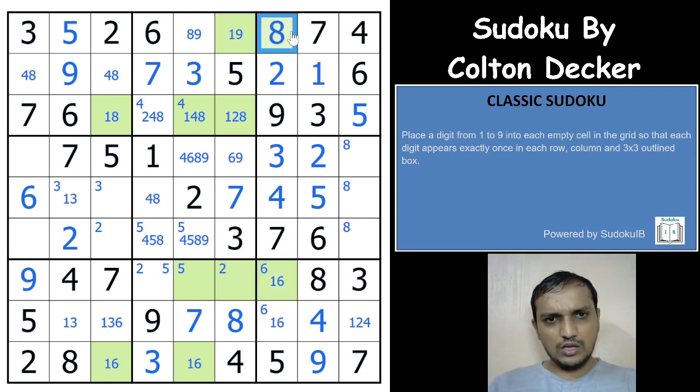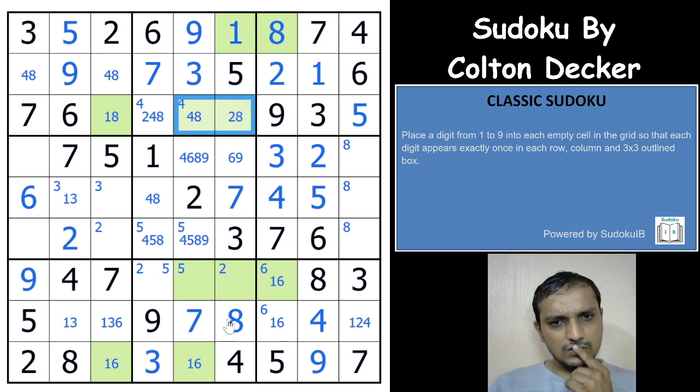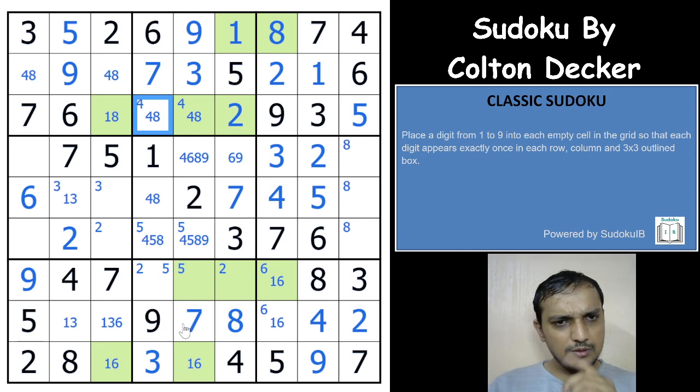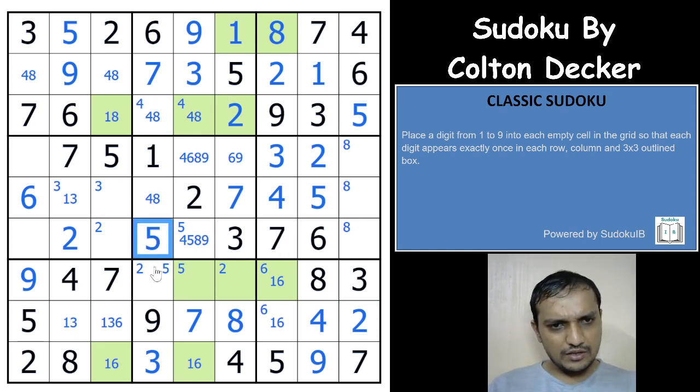1, 6, which is 8, 9, 1. 9 and 1. Eliminate 1 from these cells. 1, 6, 4, so this would have to be a 2. That 8 gives you a 2 here. Eliminates 2 from this cell. You have a 4, 8 pair, so this would have to be a 5. That gives you a 2.